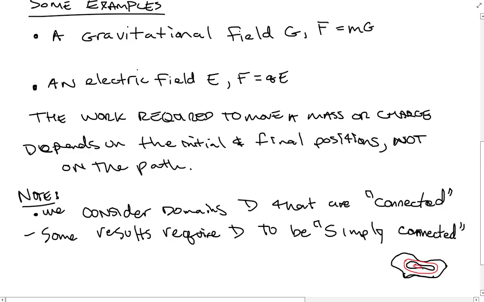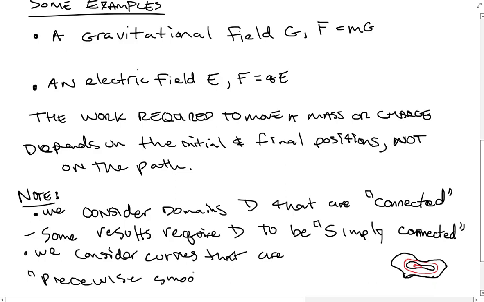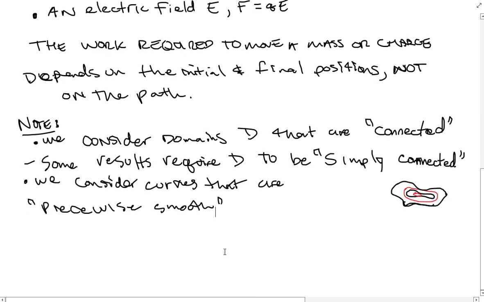Notice if I made that contract that loop, it's no longer in the region because that part in the center is like a hole. So simply connected means that we don't have holes like that. And then the other thing is that we consider curves that are called piecewise smooth. So curves that are piecewise smooth, even if it's different pieces that make up the curve, they're smooth when you connect them.